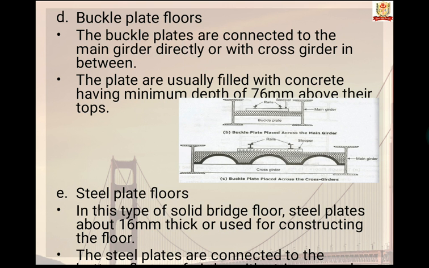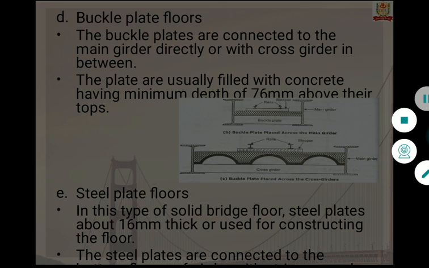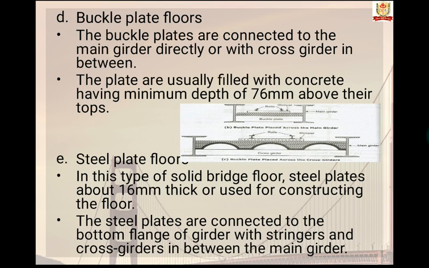Buckle plate floor. The buckle plates are connected to the main girders directly or with a cross girder in between. The plates are usually filled with concrete, with a minimum depth of 76 mm above their tops. Steel plate floors. In this type of solid floor, steel plates about 16 mm thick are used for constructing the floors. The steel plates are connected to the bottom flange of the girder with stringers and cross girders in between the main girders.